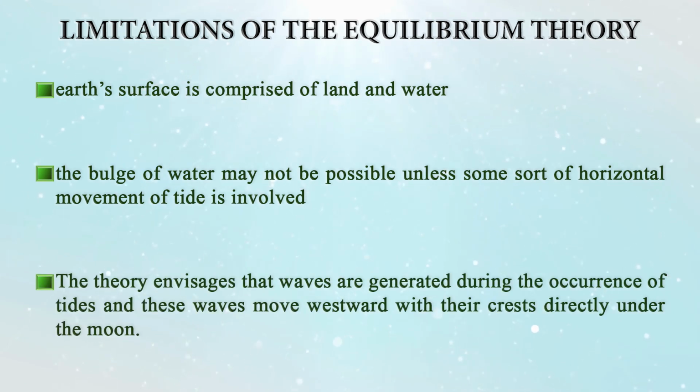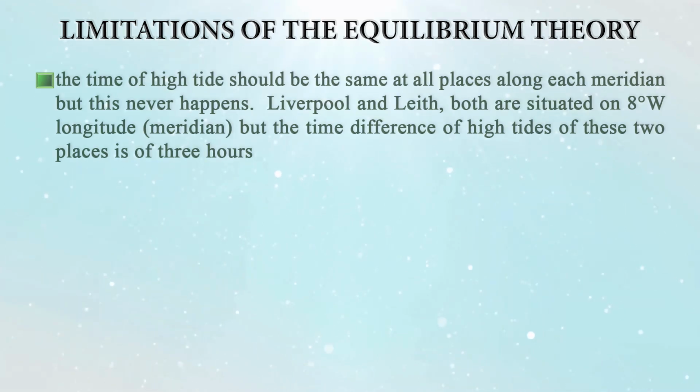This theory was a bit modified, and it envisaged that waves are generated during the occurrence of tides, and these waves move westward with their crest directly under the moon. But the time of high tide should then be the same at all places along each meridian, but this never happens. Take for example Liverpool and Leith, both situated on 8° west longitude or meridian, but the time difference of the high tides between these places is about 3 hours.